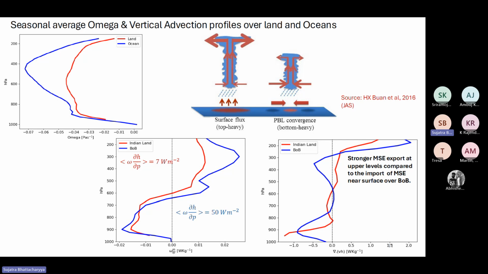Now if you integrate over the Bay of Bengal region, you find the vertical advection integration comes up to be plus 50 watts per meter square, which is very strong compared to the integration over the land. Both are positive. So what does it say? My interpretation is that there is a huge export of moist static energy from that atmosphere to the surrounding region, and comparatively less import of moisture. So it is trying to stabilize the atmosphere there.